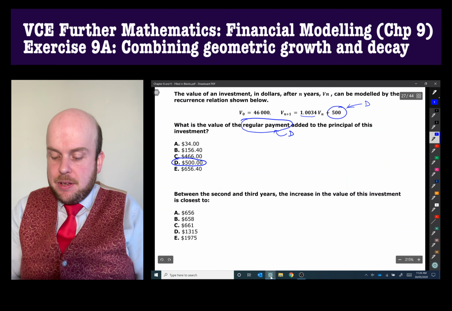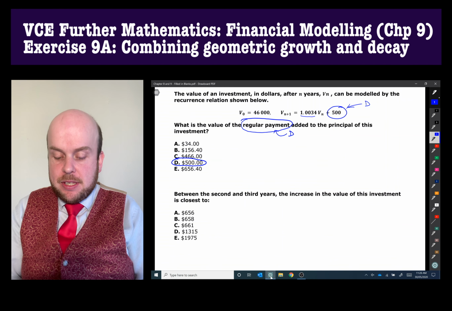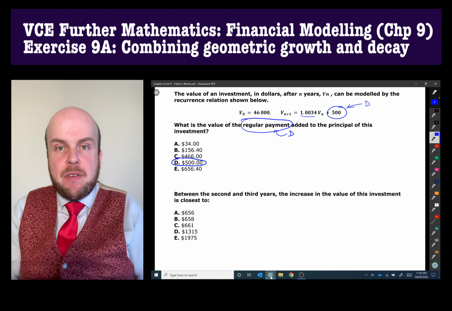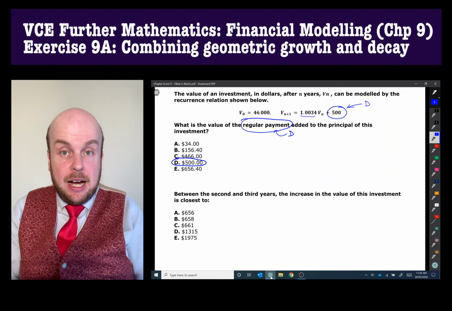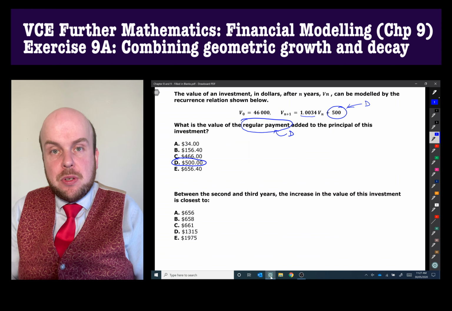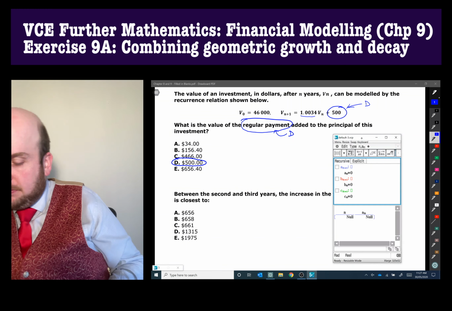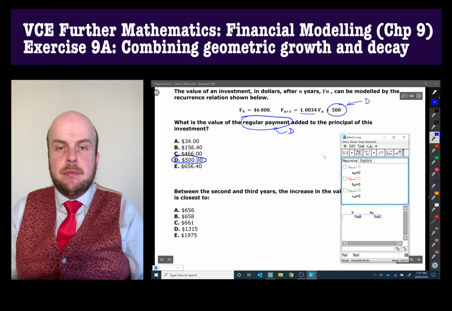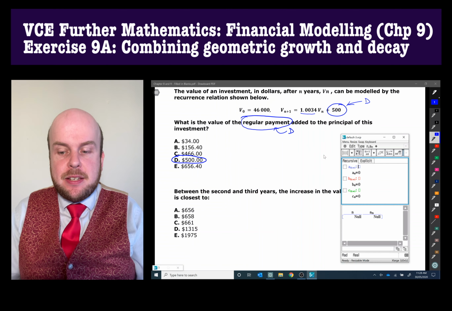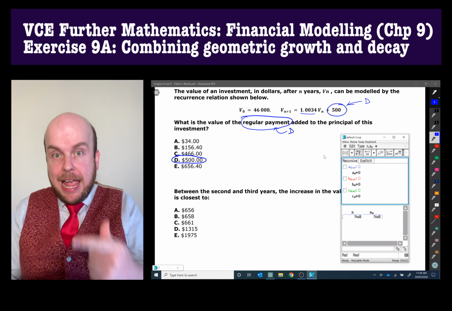Between the second and third years, the increase in the value of this investment is closest to. So what we'll need to do is to work out what the value in the second and third years are. Now we could work this out by hand, or alternatively, we can use the sequences option. In the sequences option, I'm just going to put in the recurrence relation as stated in the question, and then work out what the values are in the second year and in the third year.